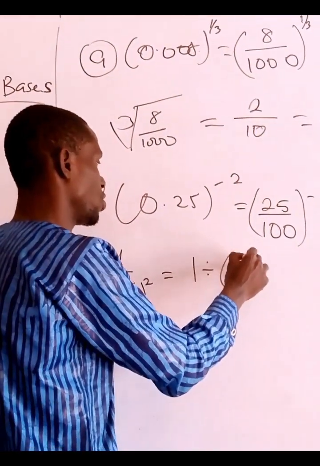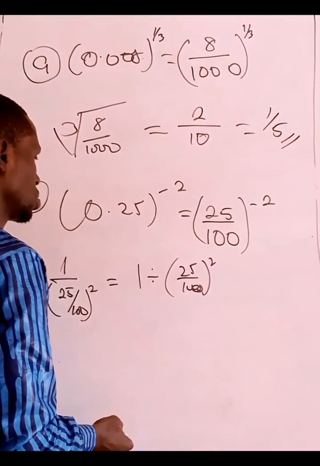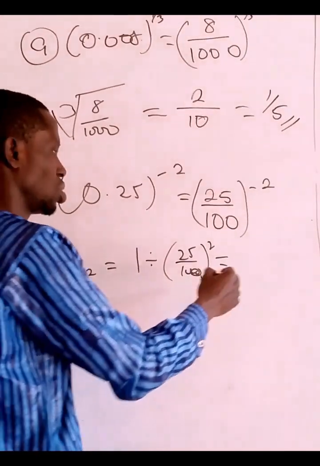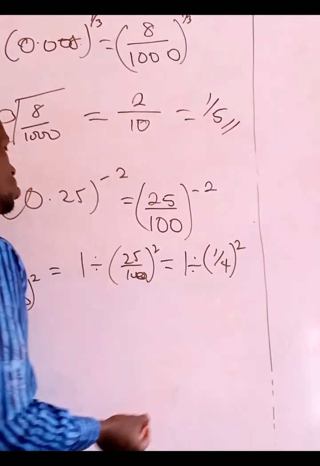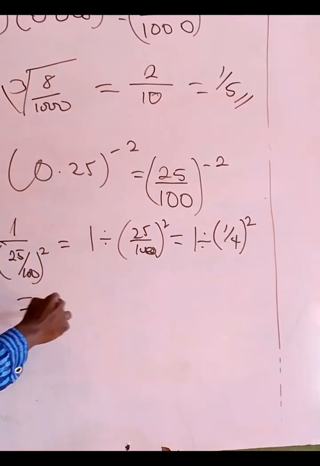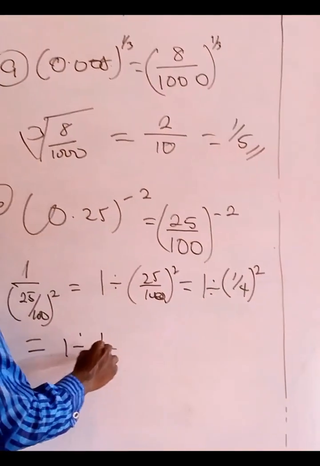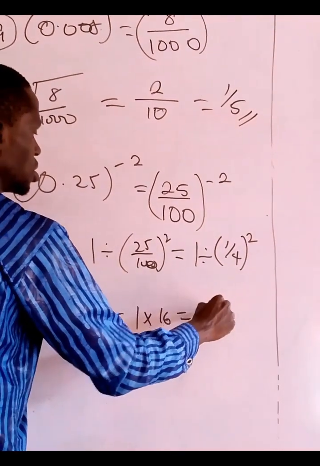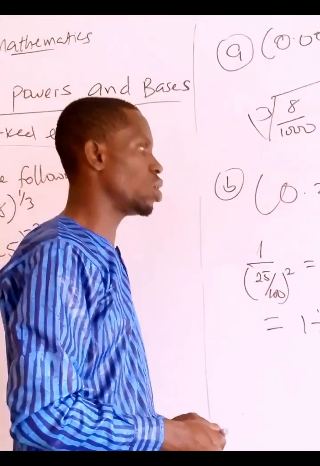Thank you. So you have 25/100 squared. Let's see if we can simplify this fraction. We can simplify this fraction to make it 1 divided by 1 over 4 squared. So you now have 1 divided by 1 squared, which is 1, and 4 squared is 16. 1 times 16. The answer is 16. I hope that is well understood.